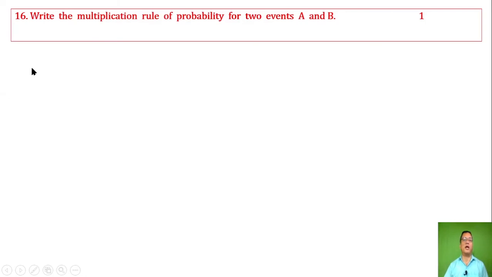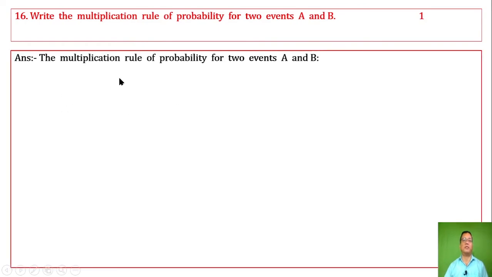Question number 16. Write the multiplication rule of probability for two events A and B. 1 mark. The multiplication rule of probability for two events A and B: P of A intersection B is equal to P of A into P of B by A, and P of A intersection B is equal to P of B into P of A by B.